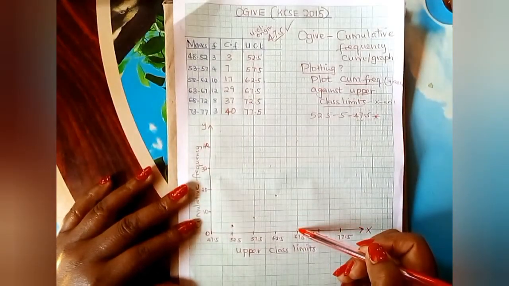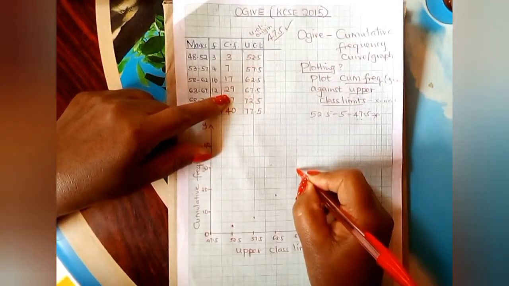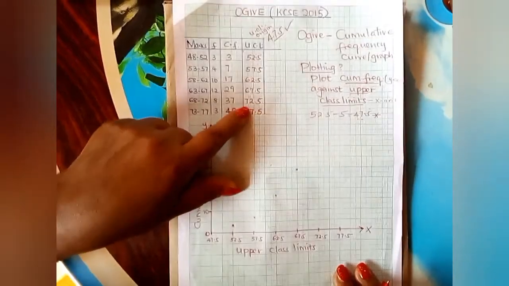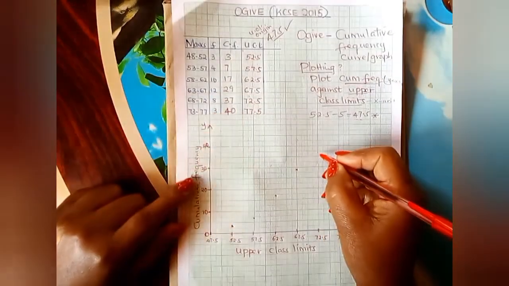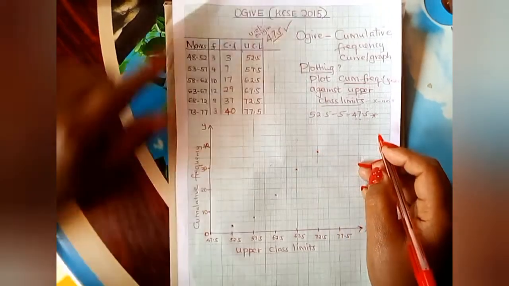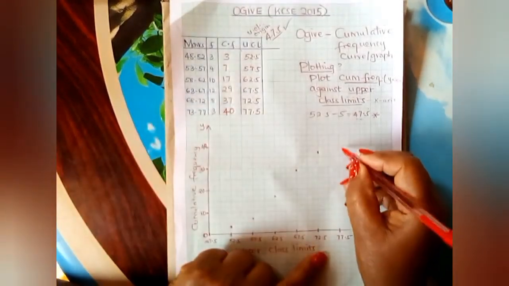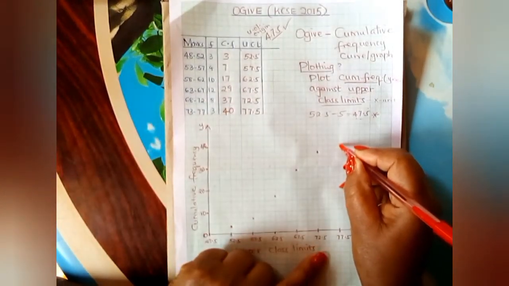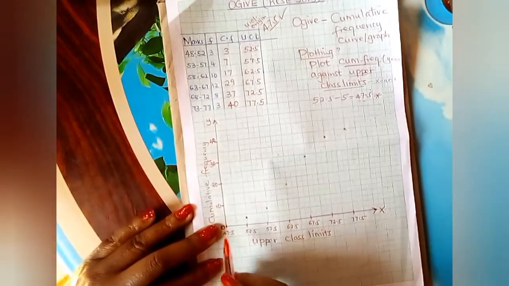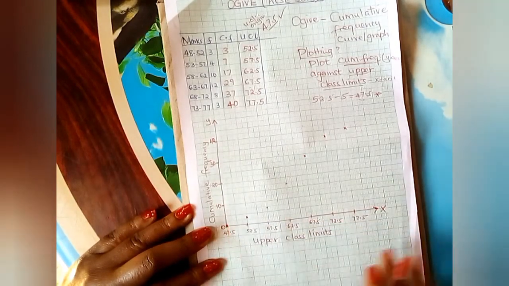You take 67.5, Lana, with the 29, you trace it accurately in the Cartesian plane. You go to 72.5 with 37, come and trace it, be somewhere there. And finally, you have 77.5 with the 40. Where is it? Somewhere there. Now, remember you had the UCL at the origin, so you can also fix it there, like that.